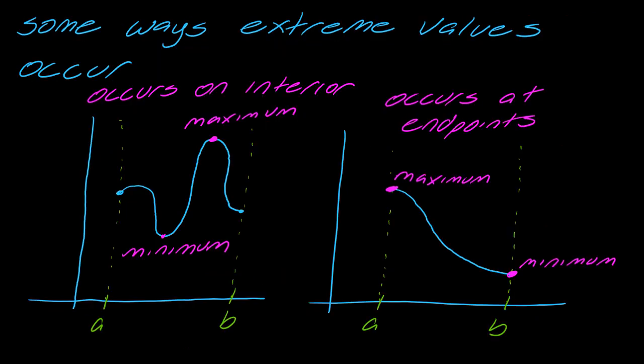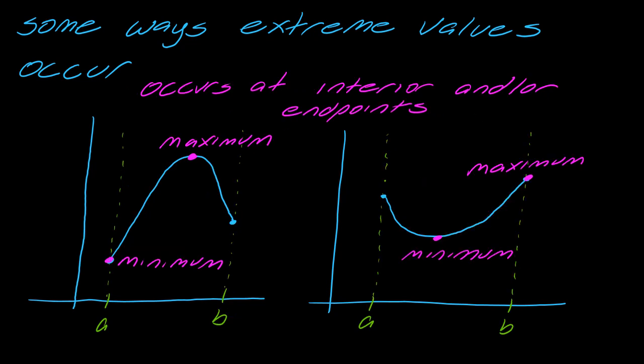So just some ways extreme values could occur, just pointing this out and driving this home. You can pause these and look at these. These are all these different ways. You can have them occur at interior points, endpoints, whatever you want.